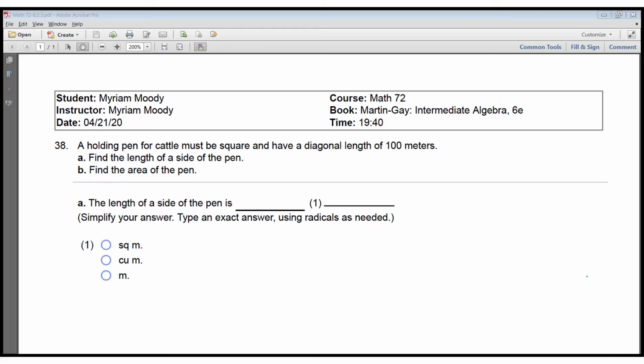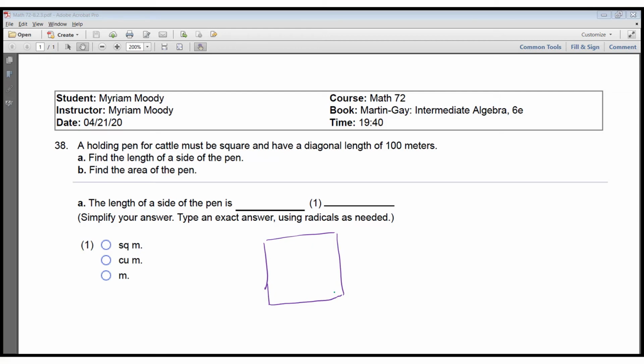So, I really don't care about the 2 questions A and B until I figure out what the little blurb I just read is telling me. A holding pen for cattle must be square. So, you know what square means. So, I've got a square, right? And when you have a square, what are some of the things you know?